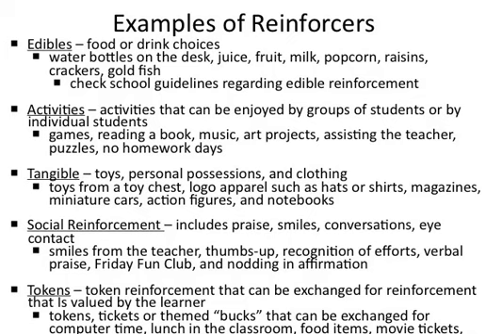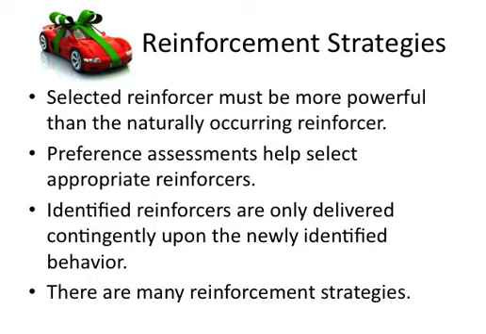It is important that the instructor spends time identifying appropriate reinforcers for each student. Here's a list of common categories of reinforcement and examples under each category. When selecting a reinforcer, it must be more powerful than the naturally occurring reinforcer. To identify a strong reinforcer for a student, a preference assessment can be used that will help identify these reinforcers. This is a formal assessment that is given to a student to help narrow down and identify a powerful reinforcer.